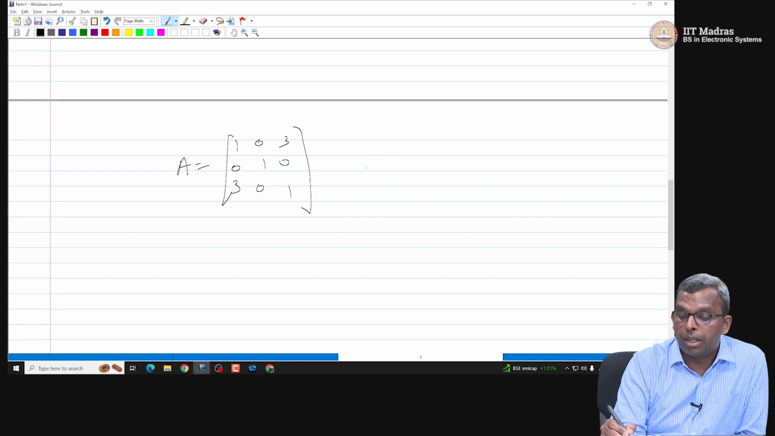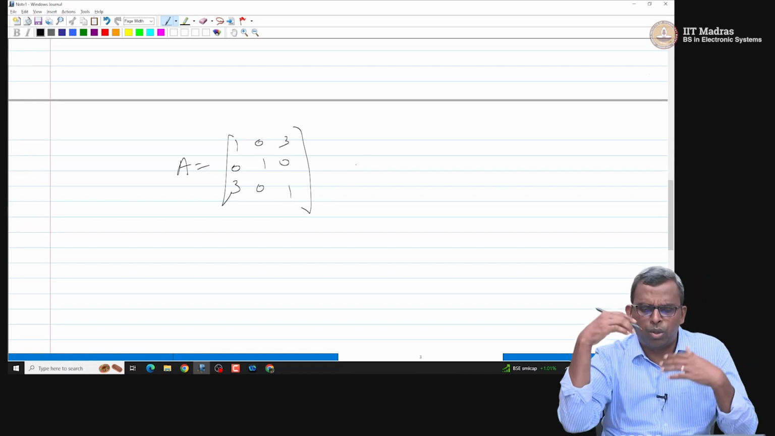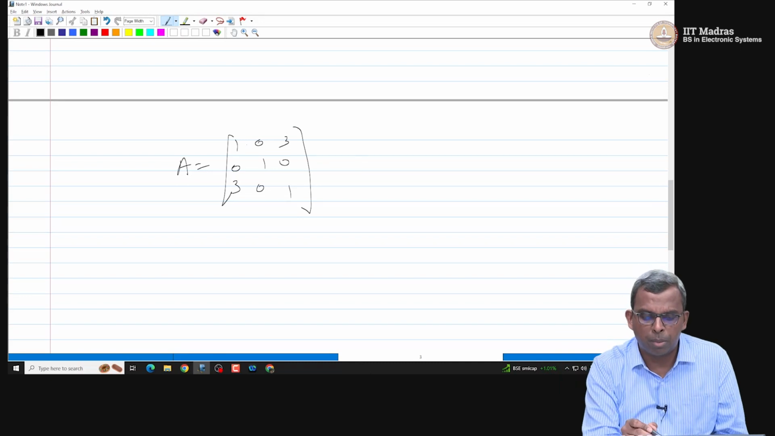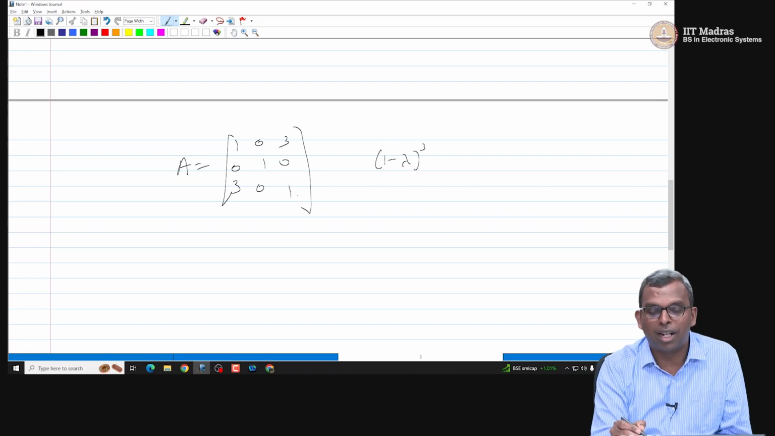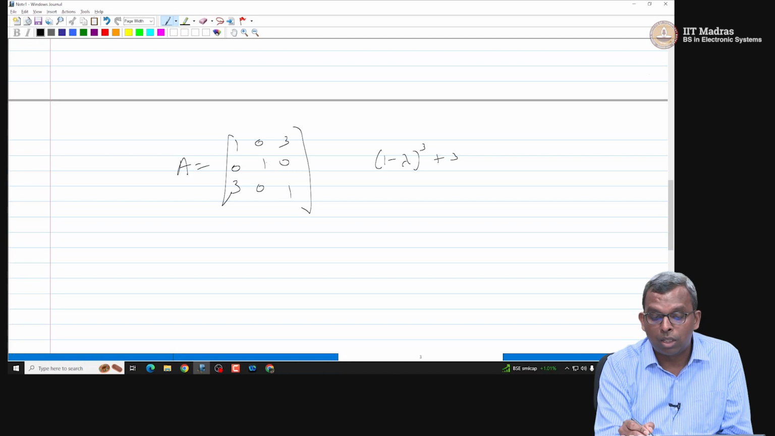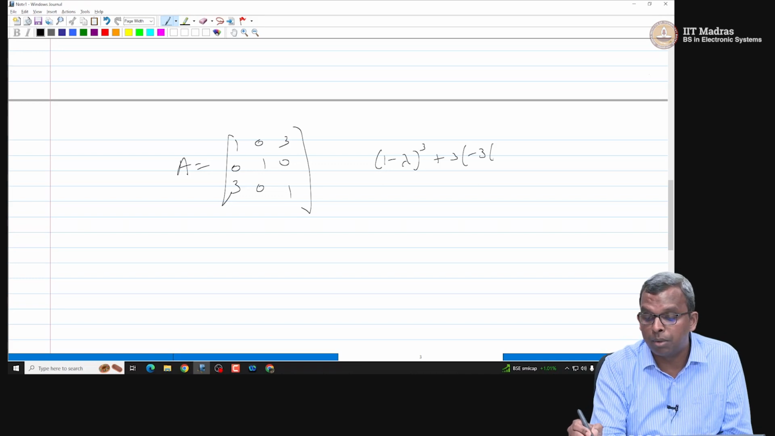So I'm going to do determinant of A minus lambda I. Once I'm used to doing all these things, I know A minus lambda I is going to be a lambda subtraction on the diagonal. Then I will do my 1 minus lambda cubed. And then in my determinant, the second term goes away. Then I have a plus 3 times, notice this 1 minus lambda here. Don't forget the 1 minus lambda. 0 minus 3 into 1 minus lambda. So you get minus 3 times 1 minus lambda equals 0.